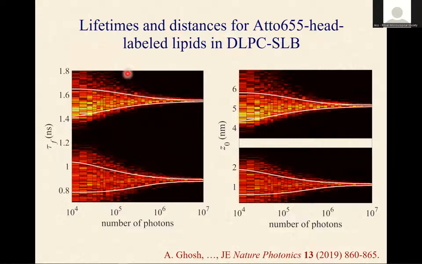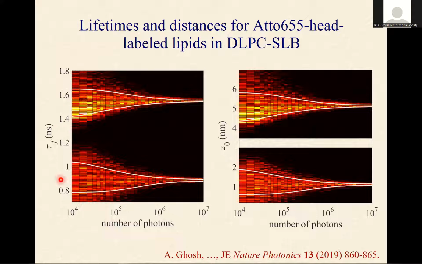Let's first focus on the left side here. It's a little bit complicated. As I said, we have now these two leaflets. Both leaflets carry fluorophores. So what you now expect on a graphene substrate is a bi-exponential decay. There should be a short fluorescence decay component from the fluorophores close to the graphene, and a long fluorescence decay component for the fluorophores far from the graphene. This is exactly what we see.